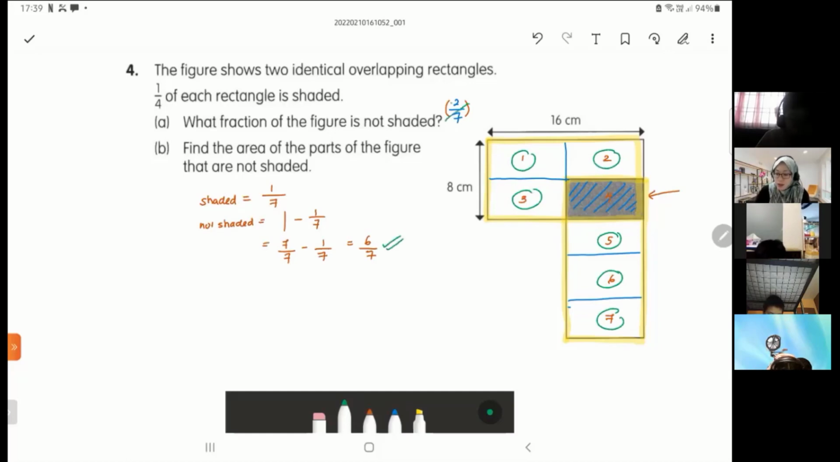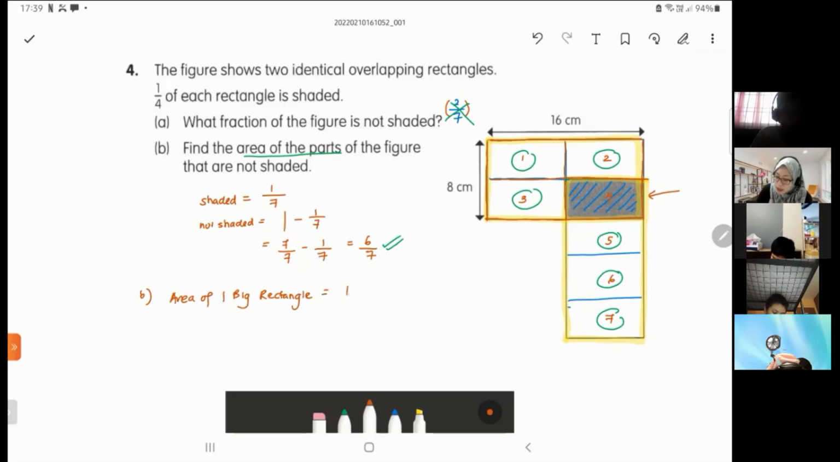Okay, so not this. Now part B, find the area of the parts of the figure that are not shaded. So for one rectangle, let's look at one rectangle. Area means, if I'm looking at this big rectangle, the area. And what happened to this big rectangle? I cut it into 4 parts already. Can you see?